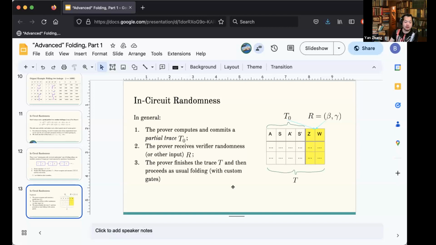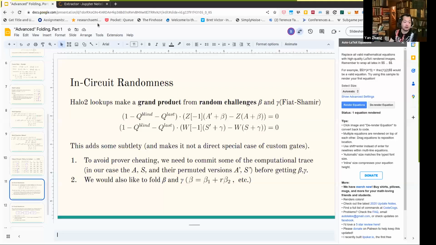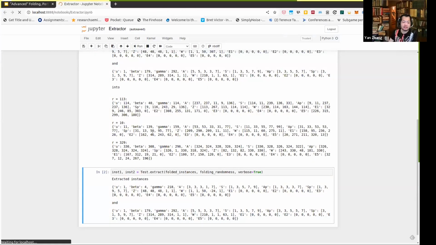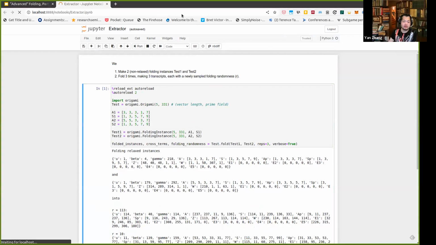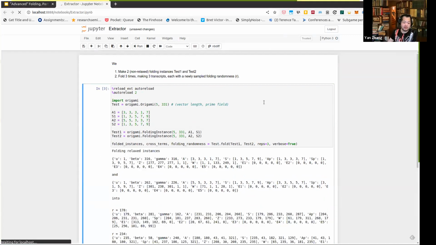Cool. So if I can share the screen, I can give you a slight demo of what the folding stuff looks like. So let's do that. All right. Hopefully you guys will be able to see this notebook I have open. So I'll just rerun this to show that it's fresh.